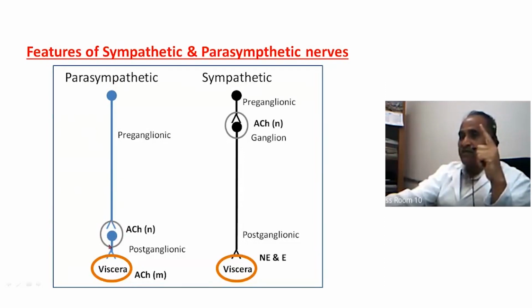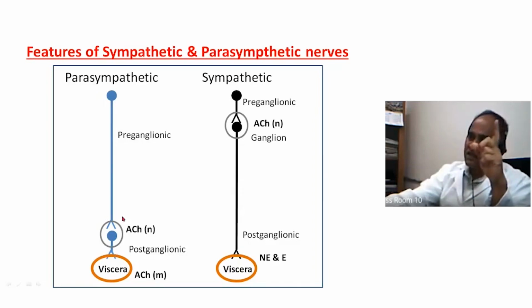Here in the enteric plexus, they have the ganglion. And from here, the postganglionic fibers start. So that means we have a parasympathetic system with the preganglionic fiber and a ganglion. This ganglion is present almost in the viscera, and that is why I am trying to mix it up here with the viscera. And the postganglionic fibers are very short. The postganglionic axons are very short.